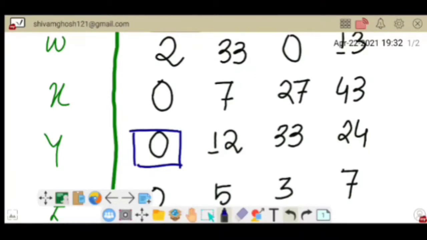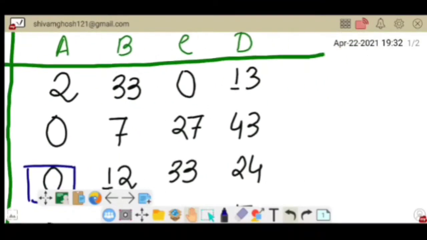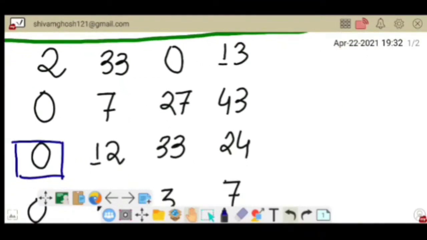You can select any one of them because the result of 0 will be 0. So at first we will select the 0 from each column, then we will go to create the new matrix in step 2.